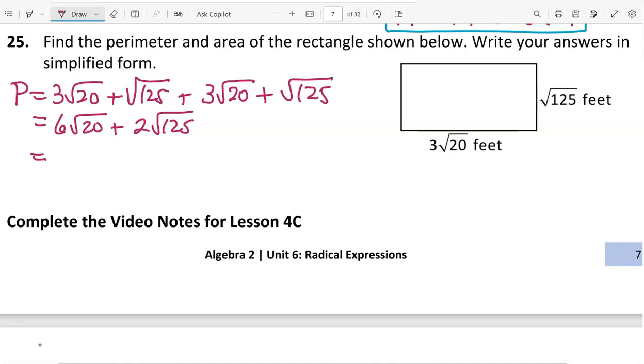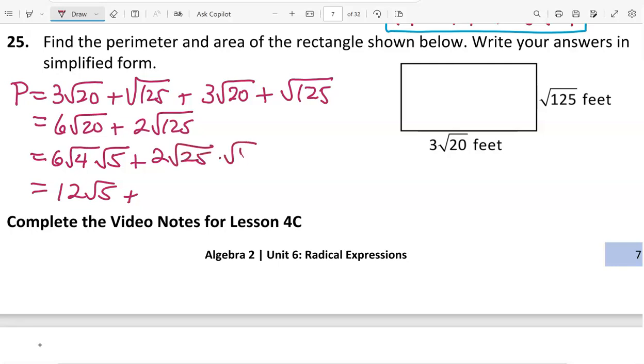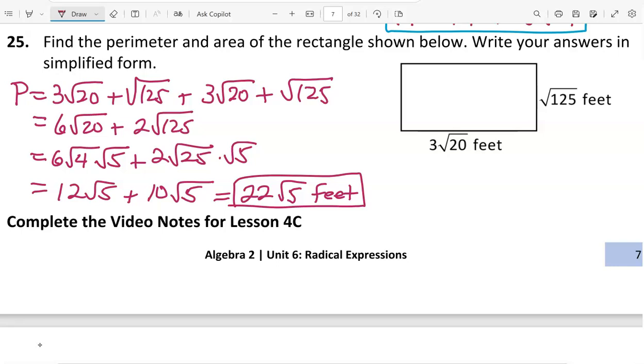Now let's simplify. The square root of 20 has a perfect square factor, square root of 4. So that's 6 times 2 times the square root of 5, which is 12 times the square root of 5. And in the second term, we have a perfect square factor in 125 of 25. That leaves us with a square root of 5 left over in the radical. Square root of 25 is 5 times 2 is 10, so now we have 10 times the square root of 5. And adding those together, that's 22 times the square root of 5, and the units here would be in feet because perimeter is just a measure of length.